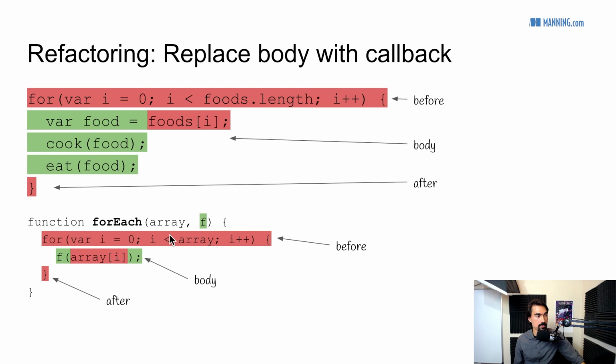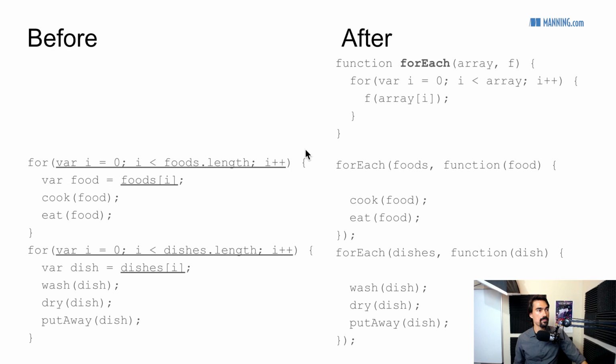And of course, we're going to make this variable a more generic name than foods because we don't know what we're going to call it on. We know it's got to be an array. Oh, and sorry, this should be array.length now that I'm reading it. But the body gets passed in as f. So how do we use it?